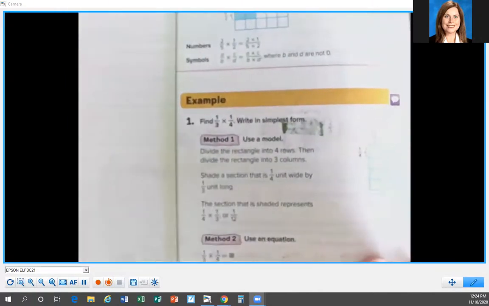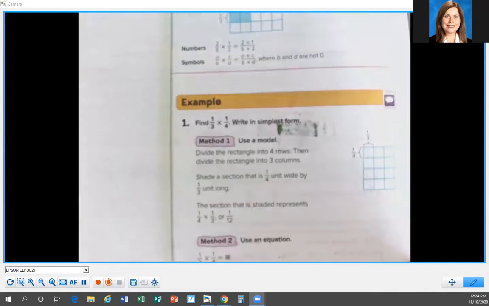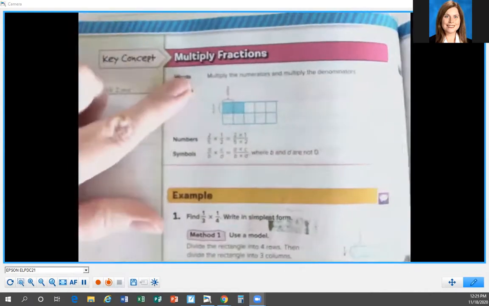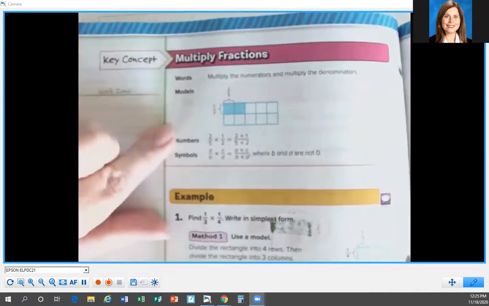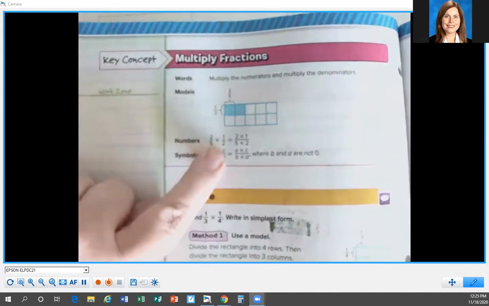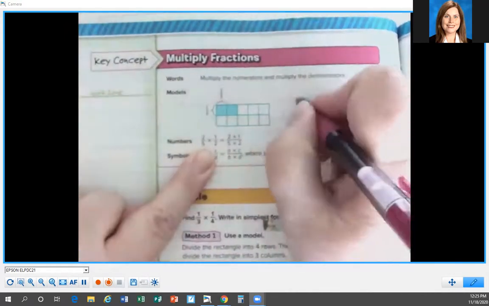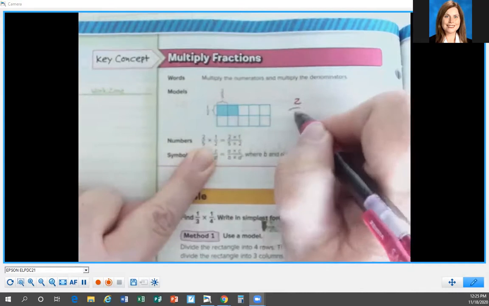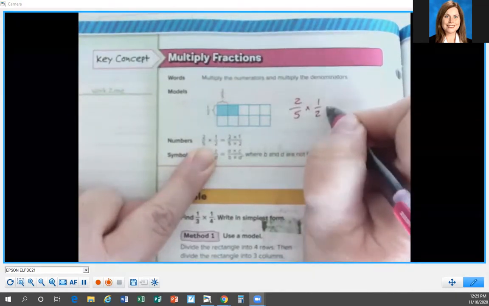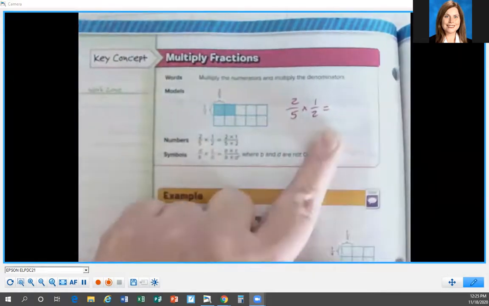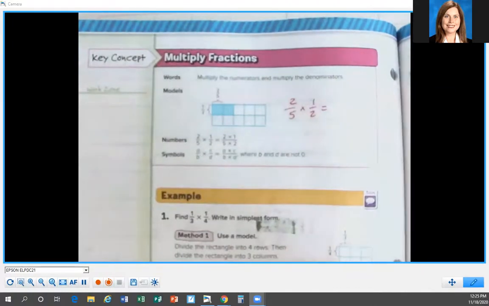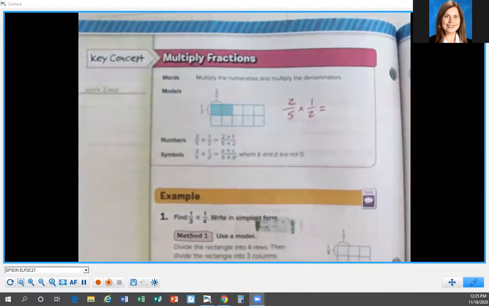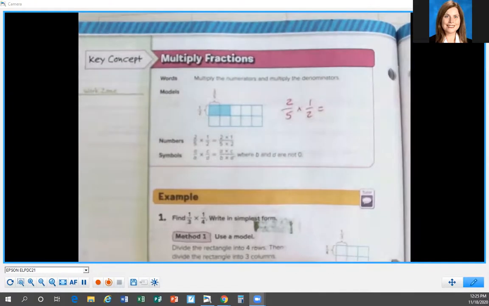Let's look at example 1. Actually, let's look at our area model. Multiply the numerators and multiply the denominators. So if I have 2/5 times 1/2. Eventually, we're going to learn how to cross cancel today, but we're not going to do this in these first couple of examples. So we'll talk about cross canceling in just a few moments though.